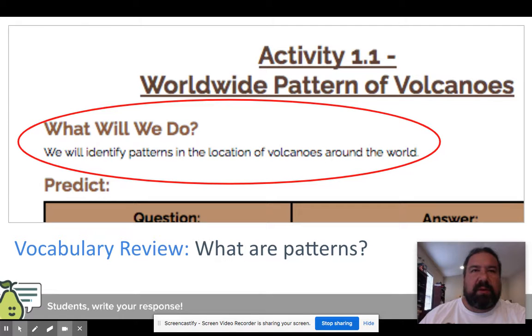Now, as a vocabulary review, I want to ask you what are patterns, and then I'm going to have you answer that question here. So you'll write your response here as you go through the activity. You can always pause this video if you want to go ahead and watch this video while you're filling this out. You can have both tabs open, and you can always go through it step by step as I'm guiding you through this.